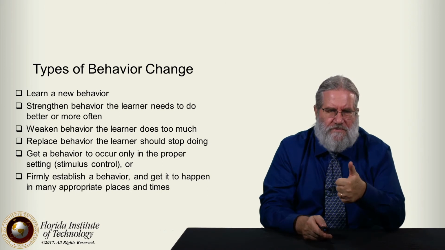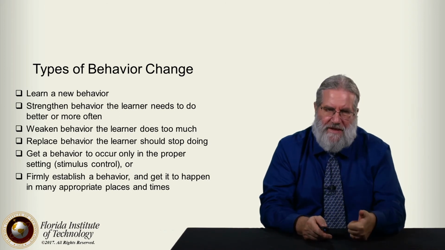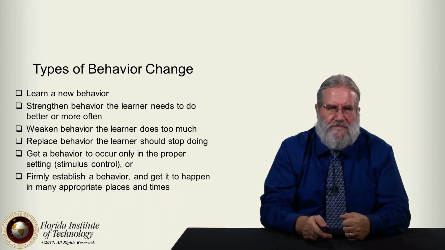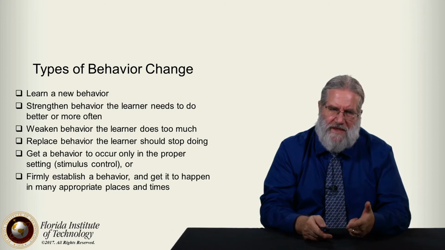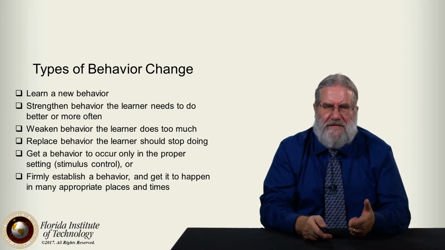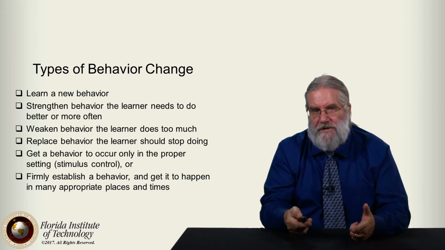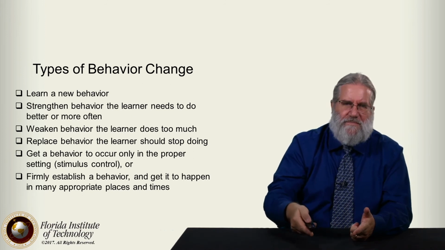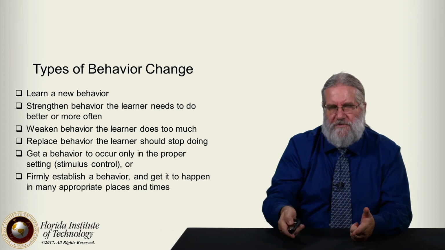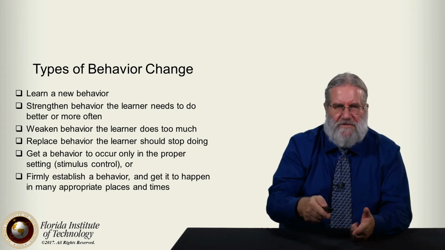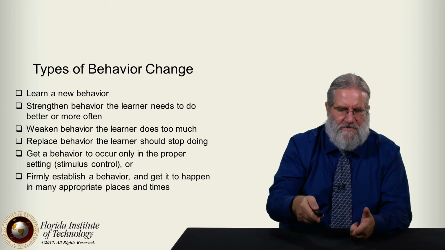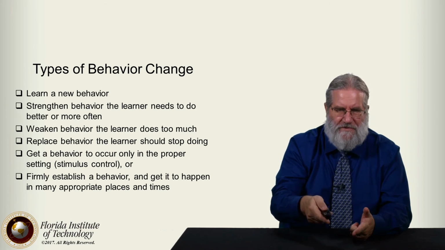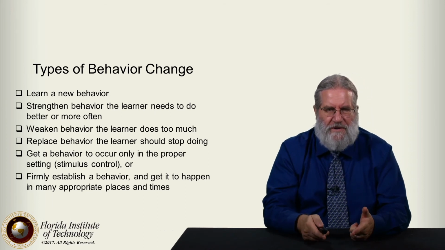You could be trying to teach a new behavior. In other words, a person needs to learn a new behavior. You may be trying to strengthen behavior that the learner needs to do better or more often. And by the way, that term learner is kind of another term for the person doing the behavior. We sometimes refer to them as the learner or the student or the individual. There are various terms that we'll use to refer to that person, but it's the person who is doing the behavior. So we want to strengthen the behavior the learner needs to do better or more often.